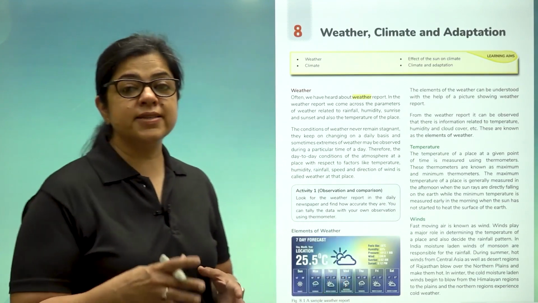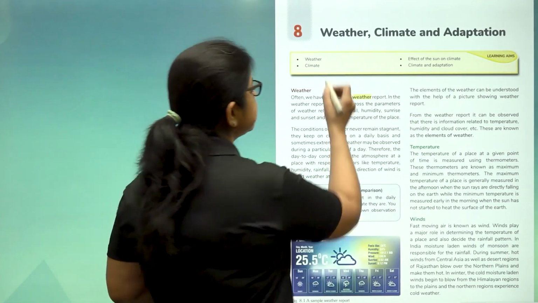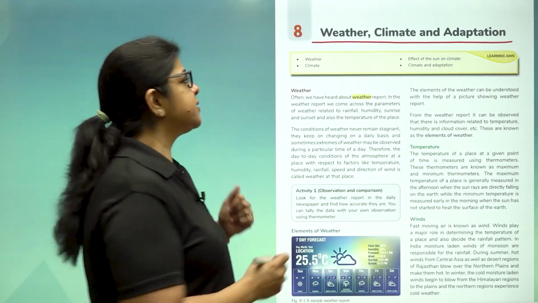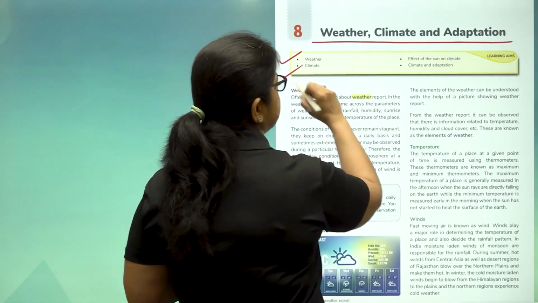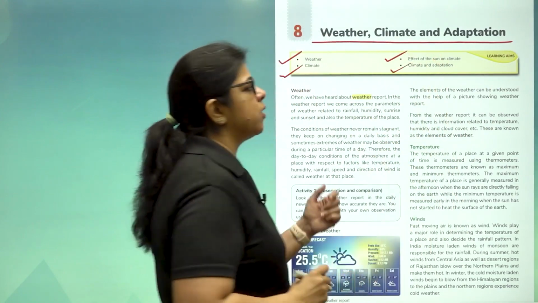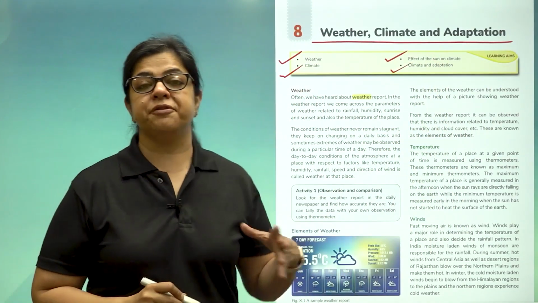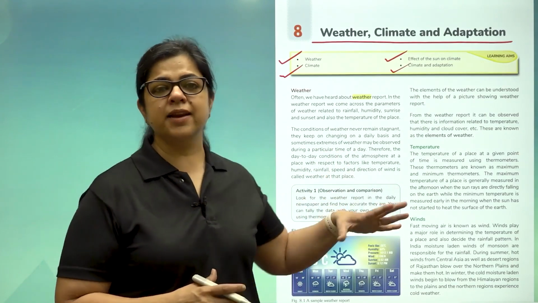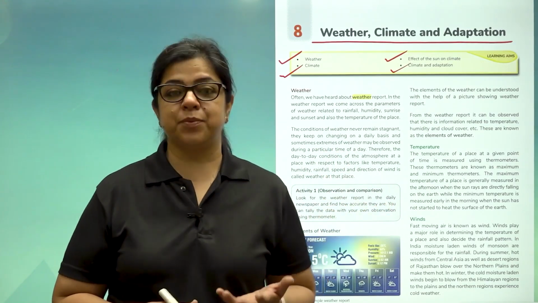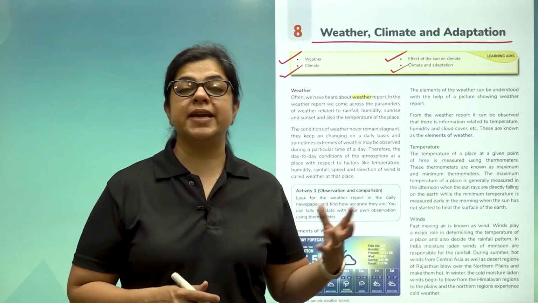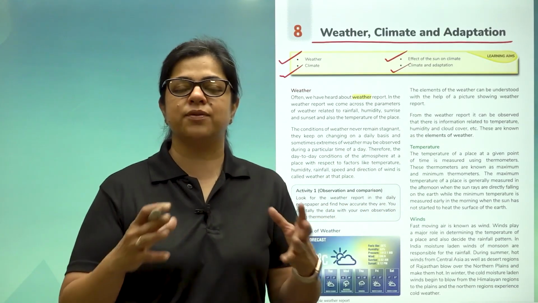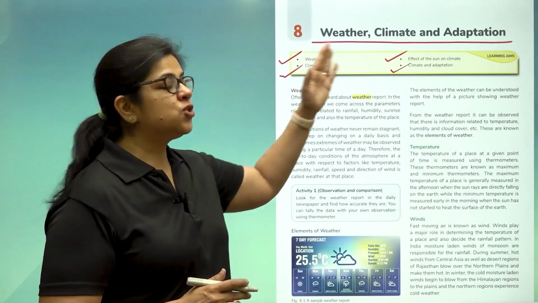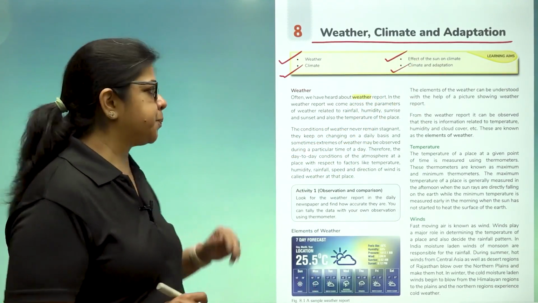We are going to understand today in chapter number 8, weather, climate and adaptation. We are going to understand the concept of weather, climate, the effect of sun on climate and how climate affects adaptation in different animals. Children, animals and plants are the ones that need adaptation. Human beings have made ACs and heaters for themselves to survive anywhere on the planet. So let us first understand each of these terms one by one.